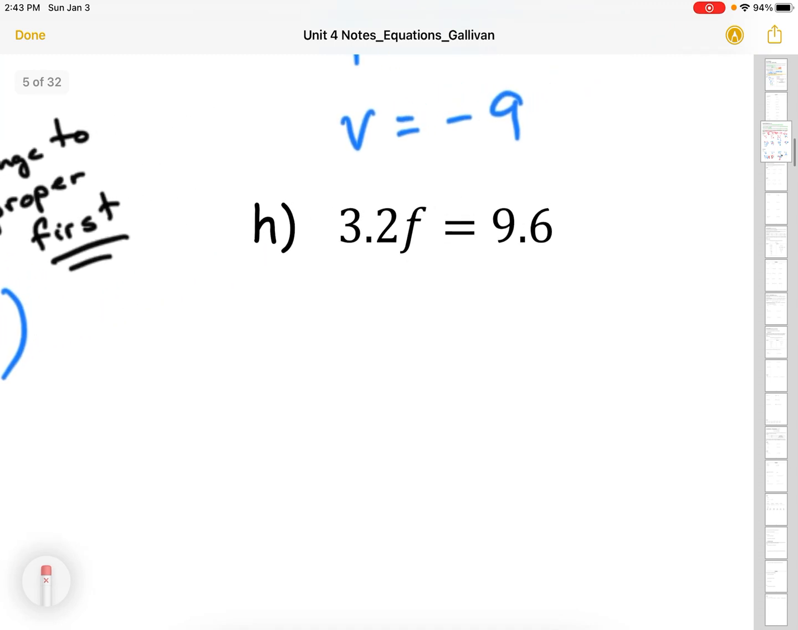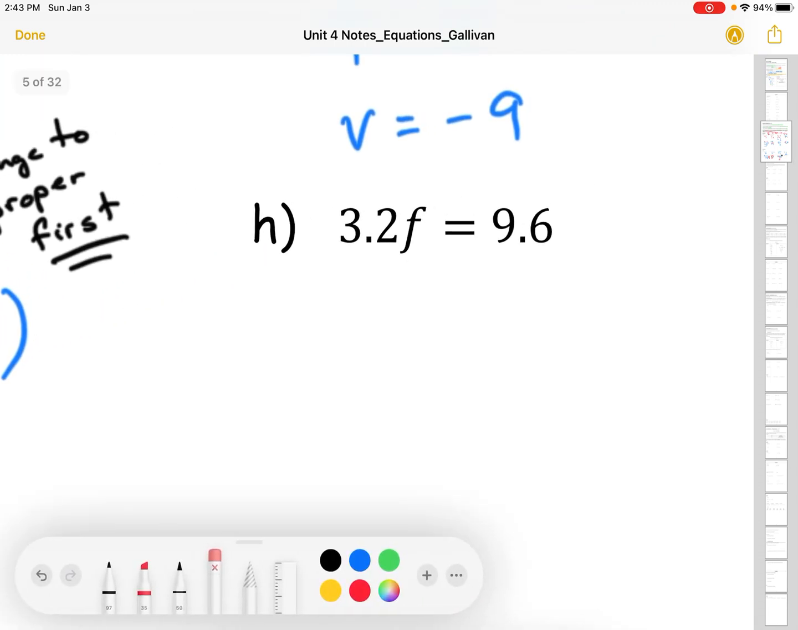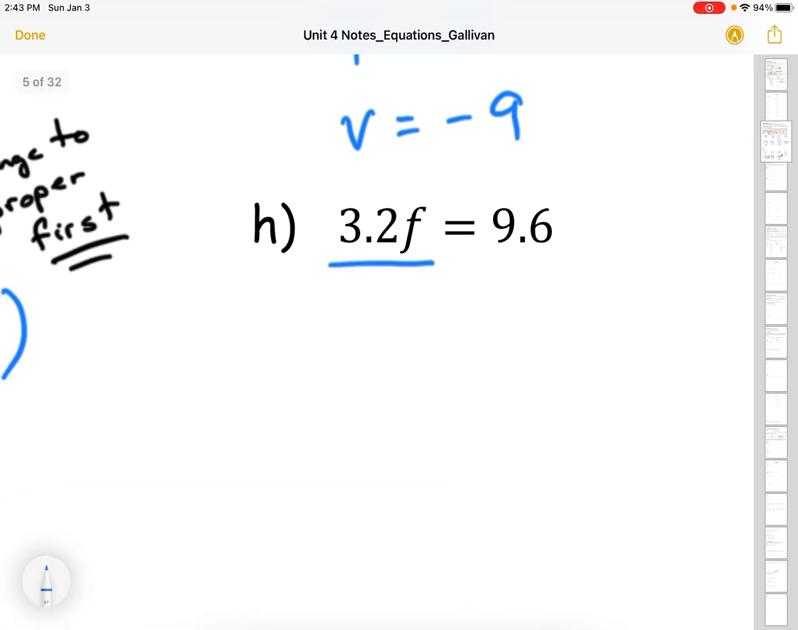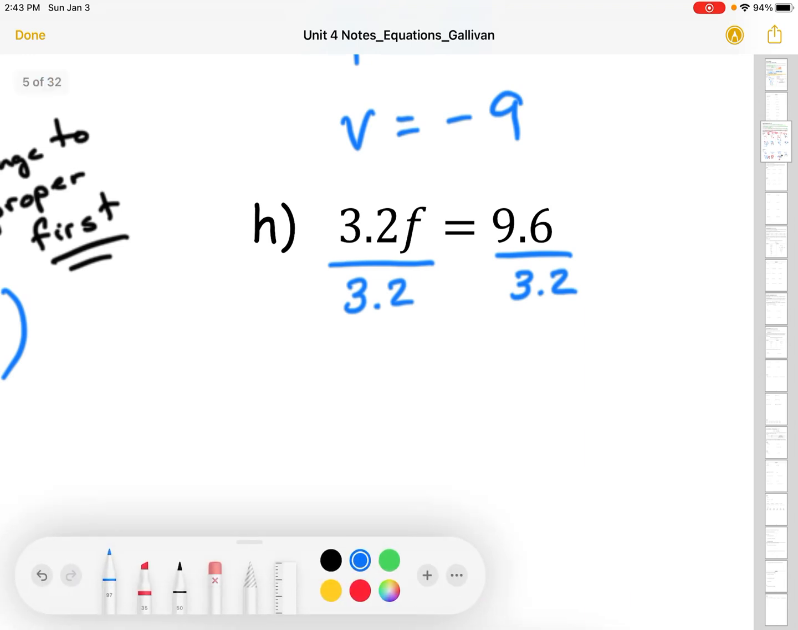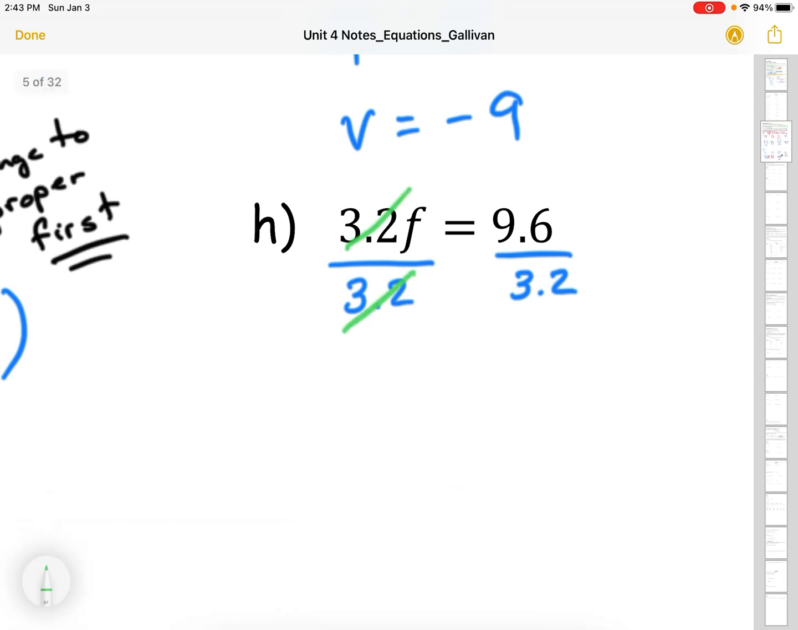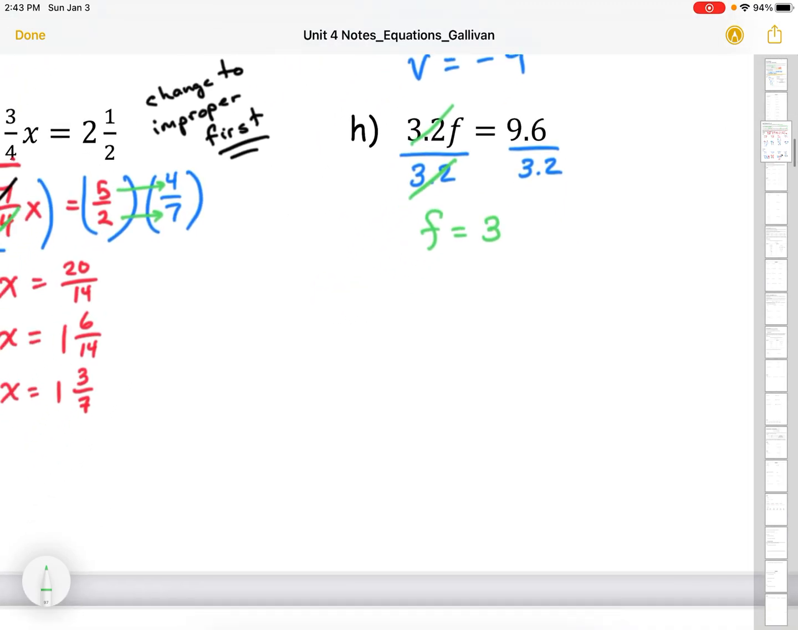Okay, now here we have a decimal. Decimals are infinitely easier. We divide both sides by 3.2. On our side with the variable, they're going to cancel out, so I'll get f is equal to, well, 9.6 divided by 3.2 is equal to 3. And to test that, 3 times 3.2 does equal 9.6, so it does work.